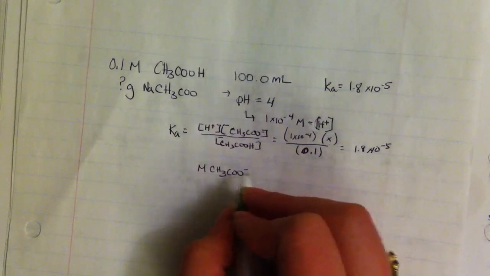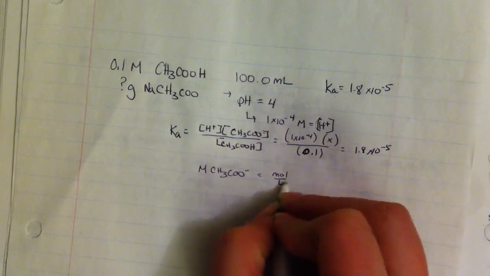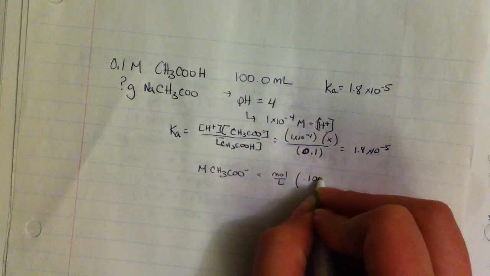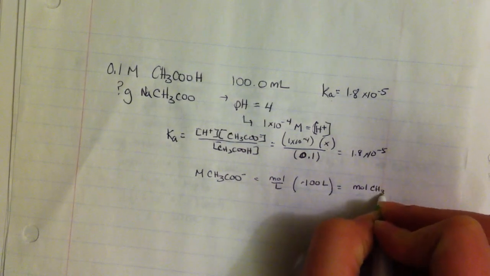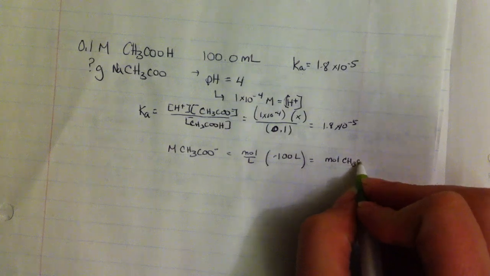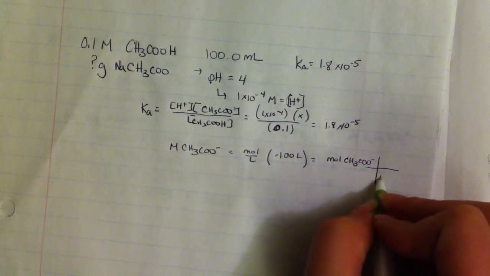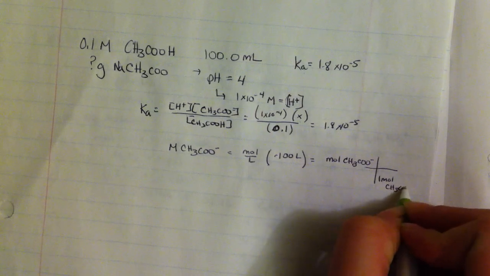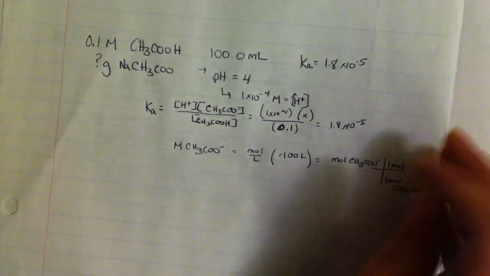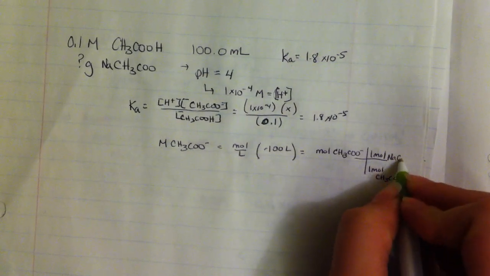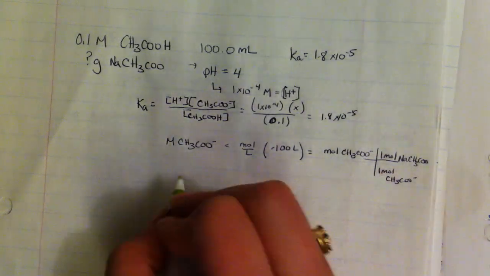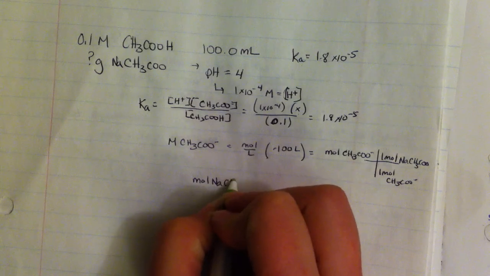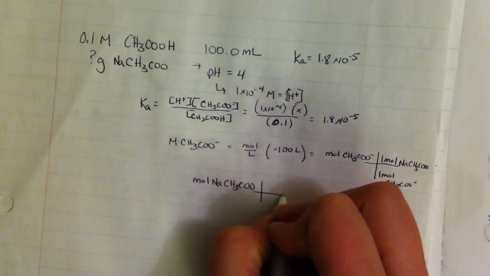And then I need to take that molarity, which is the same as moles per liter, and multiply by my 0.1 liters because it had 100 milliliters. And that's going to give me my moles of CH3COO minus. And then we need to use 1 mole of that for every 1 mole of NaCH3COO. And the last step is to take whatever the moles of NaCH3COO and go to grams.